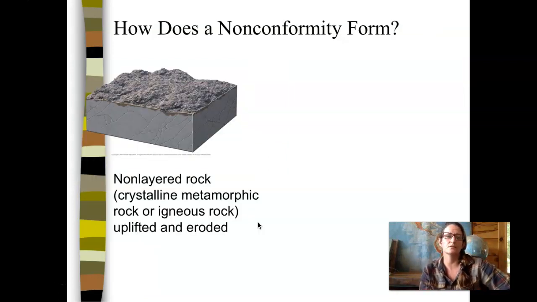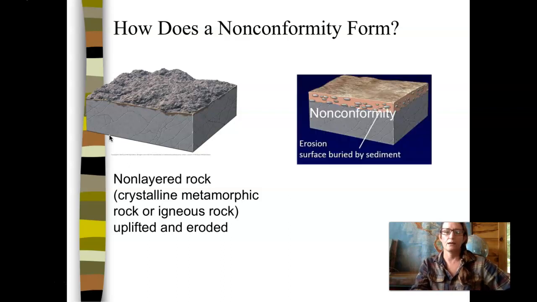Here is the nonconformity. So we have a chunk of rock here. This would be a crystalline rock, either metamorphic or igneous, not sedimentary. And then here's some gravels being deposited on top of that surface, and that would be then the nonconformity between an igneous or metamorphic rock and a sedimentary rock.